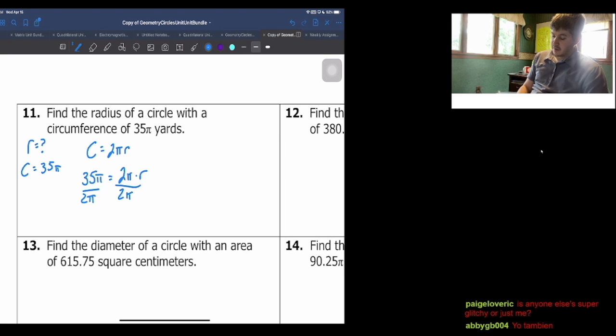And you'll notice this is one of these benefits of working in terms of pi. This is a question I definitely would not be using a calculator for. In fact, if you do use a calculator, you could run into a small problem.